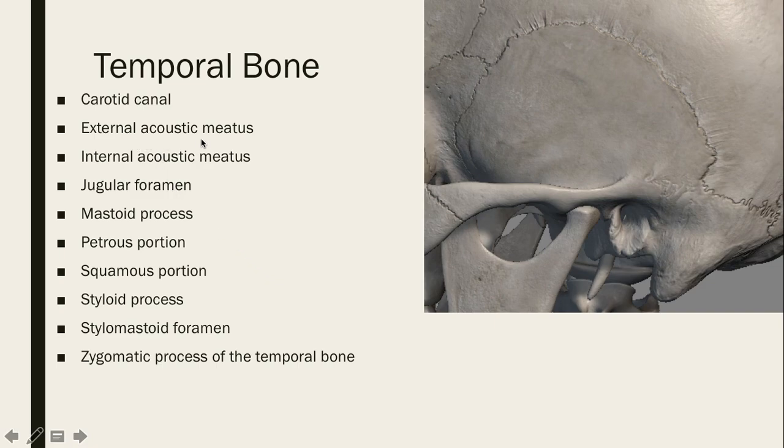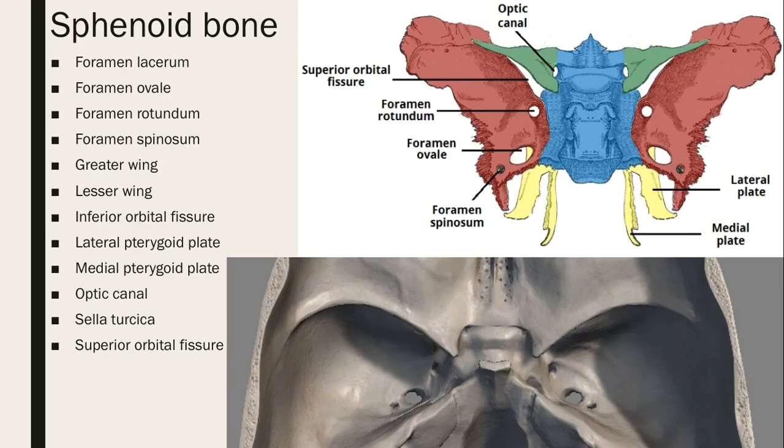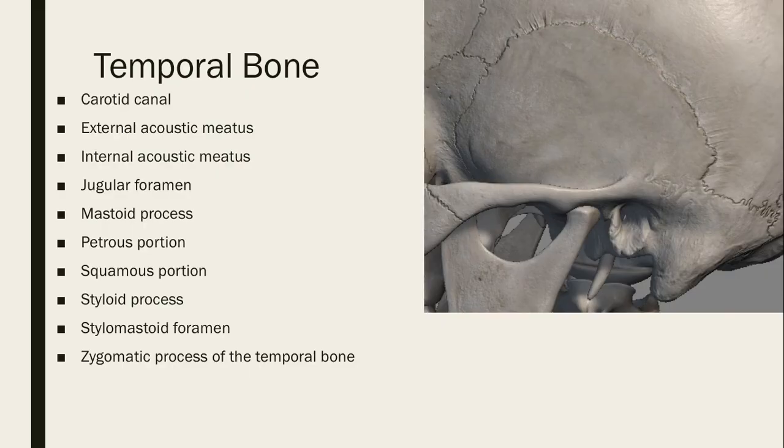Let's see. External acoustic meatus is this hole right here. That's where your ear is. The internal acoustic meatus and the jugular foramen are right next to each other on the inside of the skull. Let's see if we have a picture of those. I don't think so, but they're right next to each other.